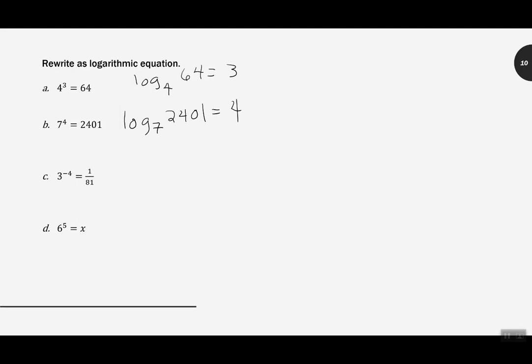3 to the negative 4 is 1 over 81. So think about, what's our base? Our base would be 3. What am I taking the log of? 1 over 81. And what does that give me? It gives me negative 4.